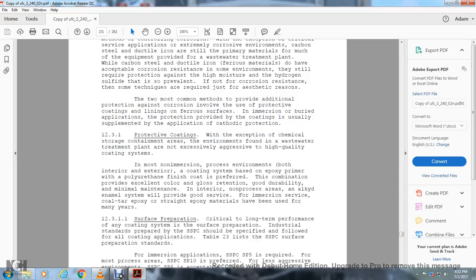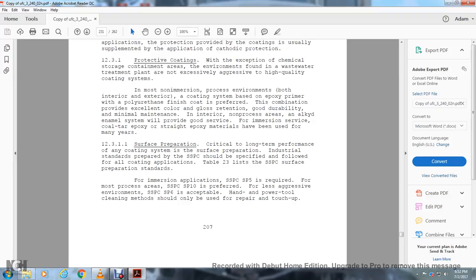12.3.1 Protective coatings. The chemical storage, contamination, and environmental conditions found in the wastewater treatment plant call for aggressive, high-quality coating systems. For most non-immersion process environments, both interior and exterior, the coating system is based on an epoxy primer with a polyurethane finish coat. This preferred combination provides excellent color and gloss retention, good durability, and minimal maintenance. Interior non-process areas with alkyd enamel systems will provide a good surface. For immersion surfaces, coal tar epoxy and straight epoxy materials have been used for many years.